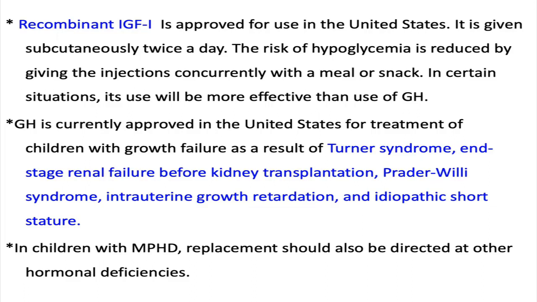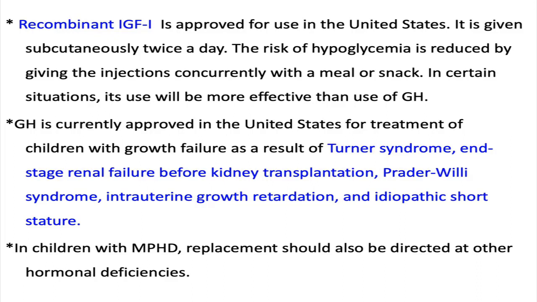In addition to the growth hormone, in the United States of America, they use what is called recombinant IGF-1. It is given subcutaneously twice a day. The risk of hypoglycemia is reduced by giving the injections concurrently with a meal or snacks. In certain situations, its use will be more effective than use of growth hormone, especially in cases of Laron syndrome, when there is deficiency of IGF-1. The defect is in the IGF-1, not in the growth hormone secretion.